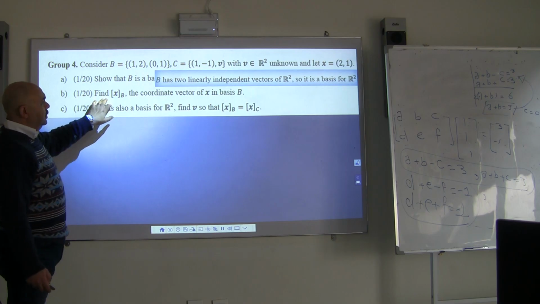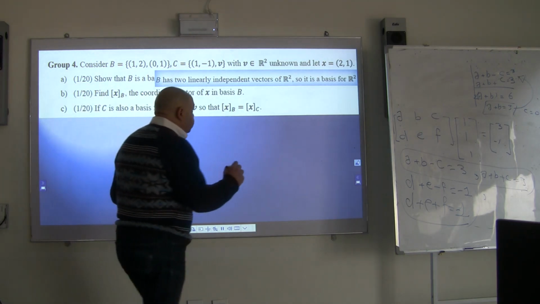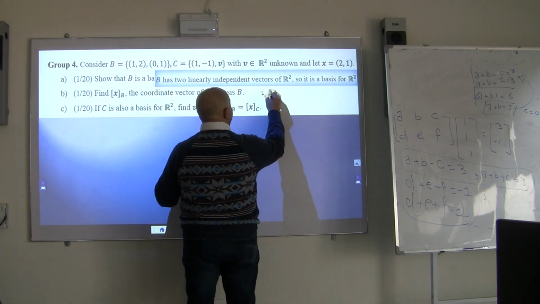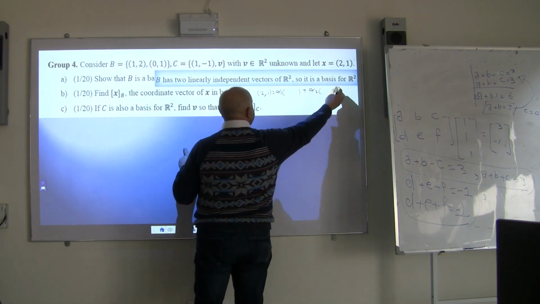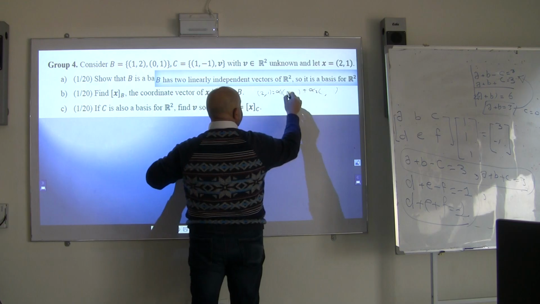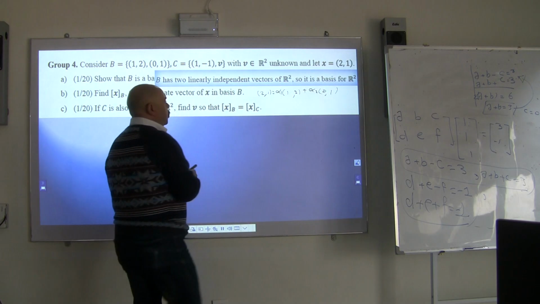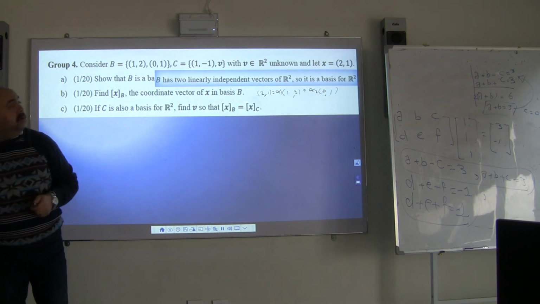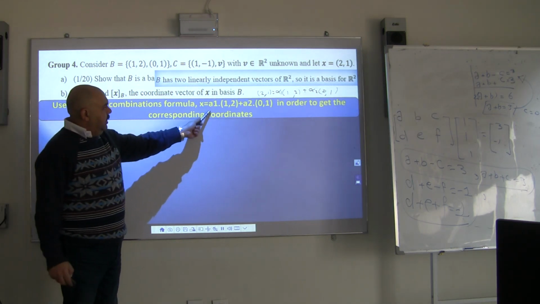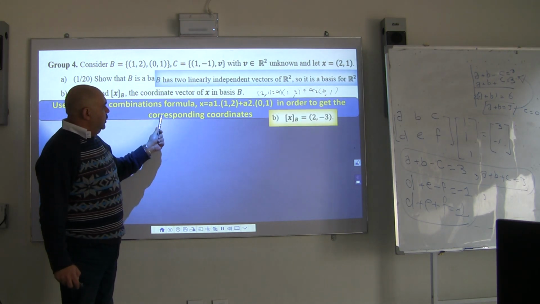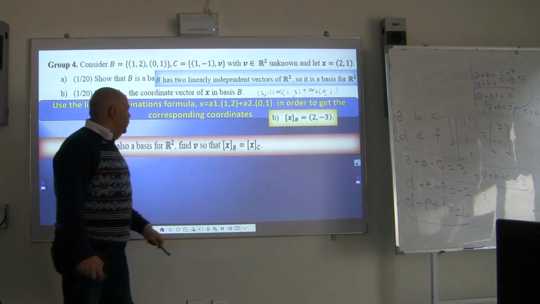Number B, find the coordinates. All I have to do is, once more, if you remember, this is 2 and 1, which equals alpha 1, alpha 2. This is the first, this is the second. The first is 1 and 2, the second is 0 and 1. Solve them in order to get the values of the coordinates. So question number 2 is very, very simple. This is, as I told you exactly. In order to get the corresponding coordinates, all I have to do is to solve this system. You will find alpha 1 and alpha 2 equal to this and negative.